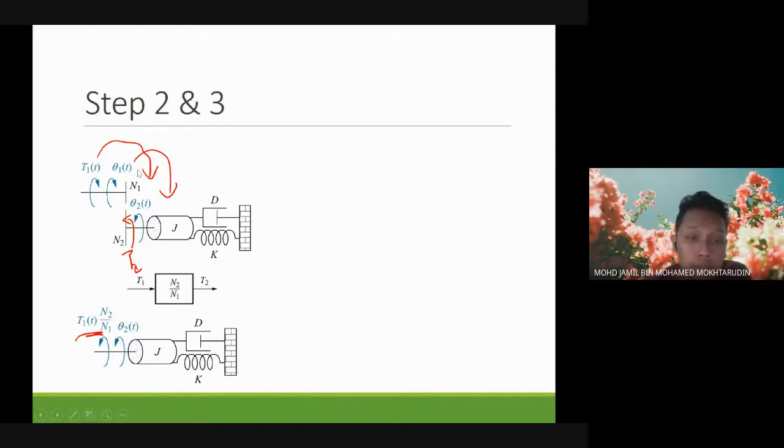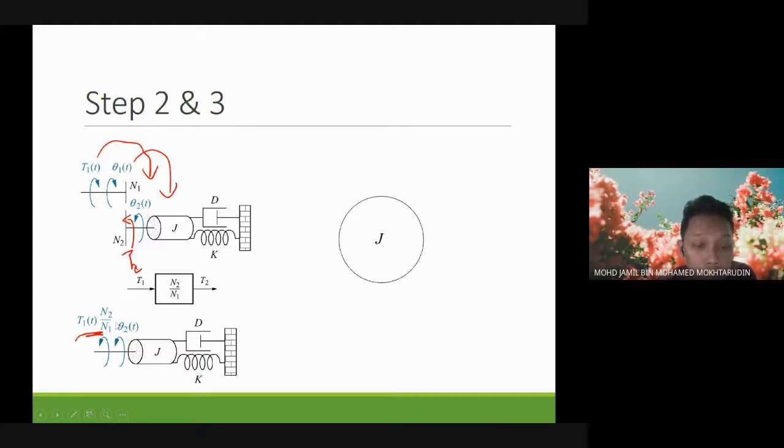Okay, so when you bring theta 1 over to the other side, you get T2, theta 2. You don't bring theta 1 because it's basically the same rotation, but the direction is different with ratio. So we only bring the torque, but we need to convert the torque with the gear ratio.